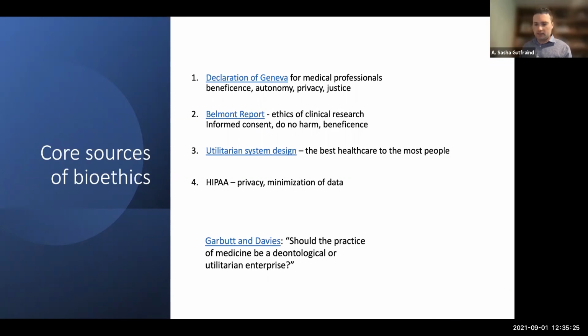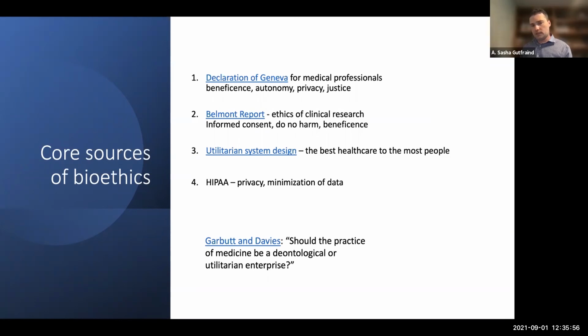Some of the big concerns of medical practitioners, doctors, include the so-called Declaration of Geneva, which is the modern incarnation of the Hippocratic Oath, the duty of the individual doctor to their patient. And it talks about things like justice, about autonomy of patients, giving them the ability to make decisions on their own, practicing medicine without regard to the costs of procedures.